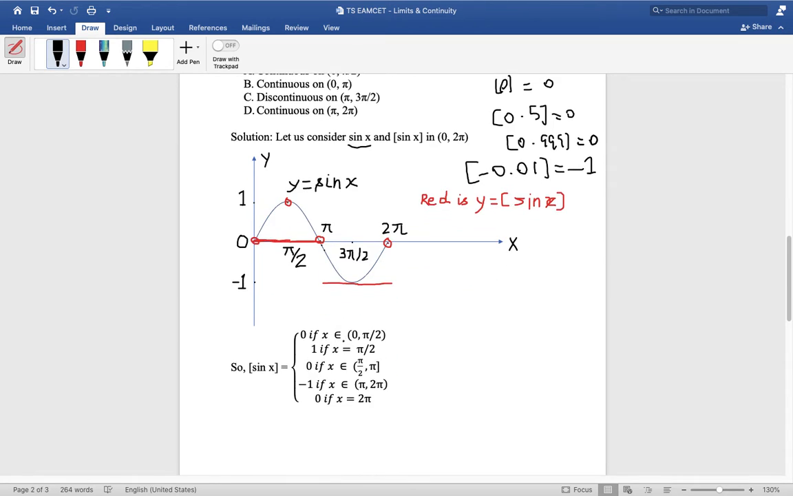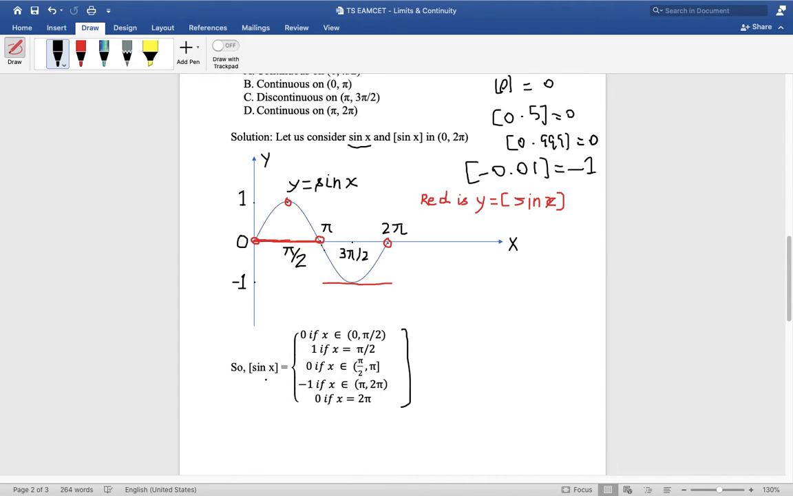You can define it. I have done it. Greatest integer function of sin x equals 0 if x lies between 0 to pi by 2. It is 1 if x equals pi by 2. It is 0 again when it crosses pi by 2 and reaches pi. And it becomes minus 1 when x goes from pi to 2 pi. And it becomes 0 when x equals 2 pi. So this is how you define the greatest integer function of sin x.